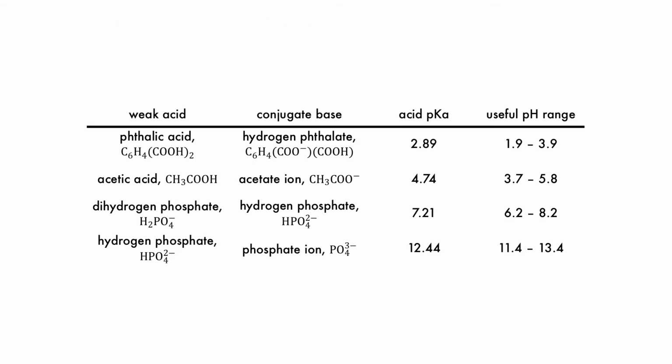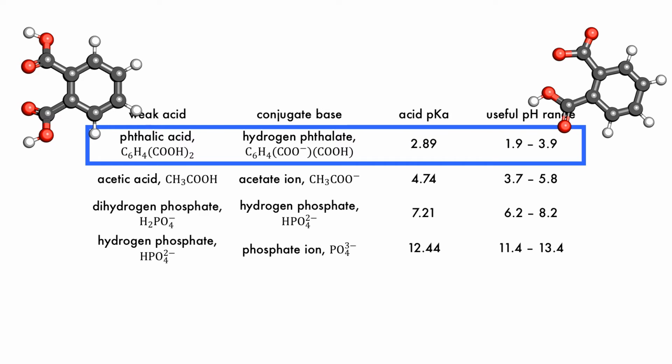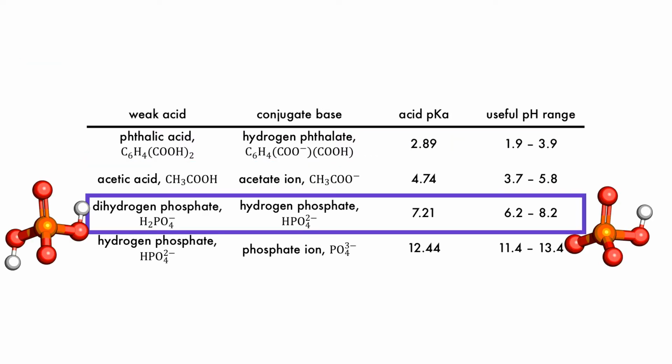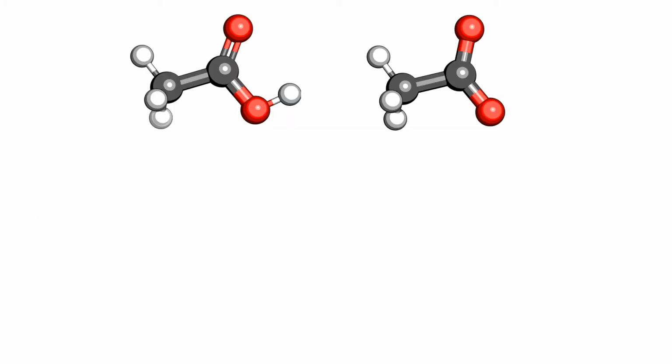This table shows some common laboratory buffers, including the acetic acid acetate system previously shown, which has a useful pH range of 3.7 to 5.8. Others, such as the phenolic acid system, have different pH ranges, and some, such as the phosphate systems, can cover very wide ranges of pH. But how do these buffers work?